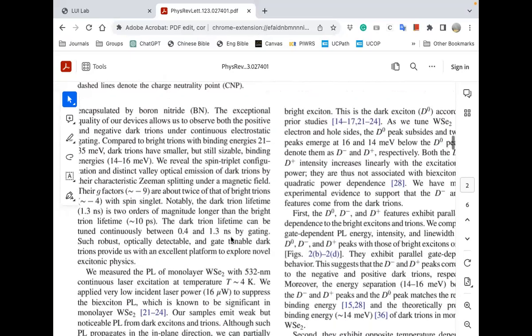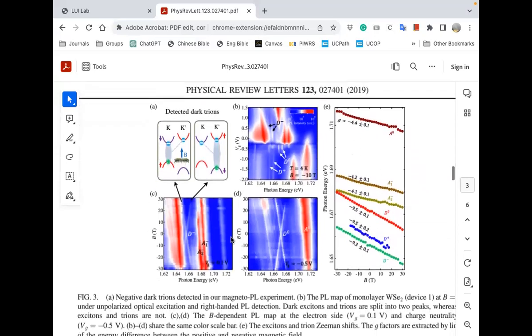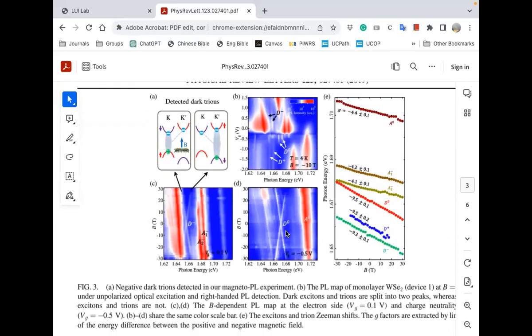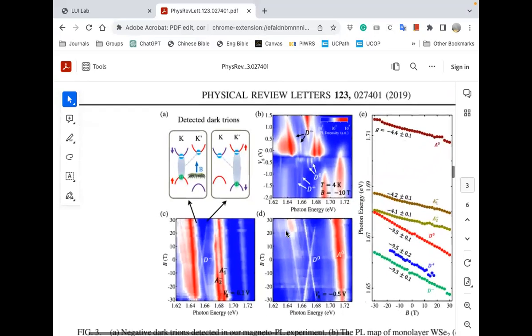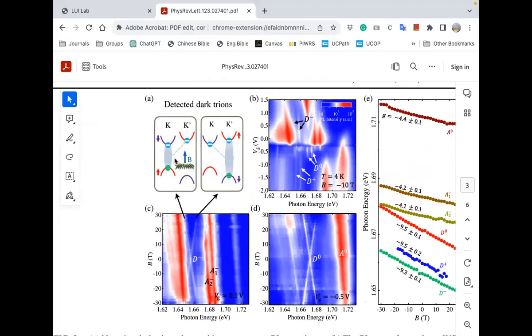Okay, so the data is this. You can see that when you apply a B field, the value here becomes smaller, the other value becomes bigger. So you measure the emission from here and the emission from here. We cannot distinguish them, we just measure both of them because they have different energy. So in the data, you just see a cross.